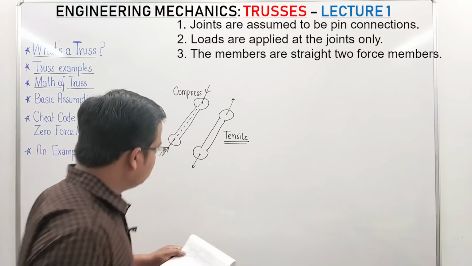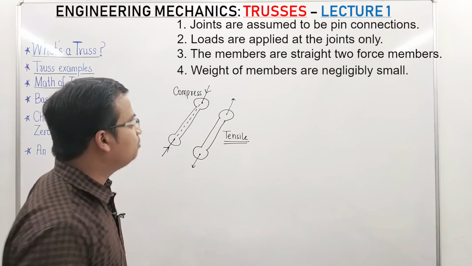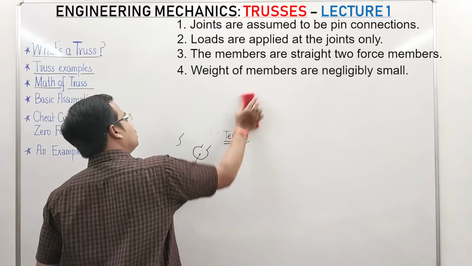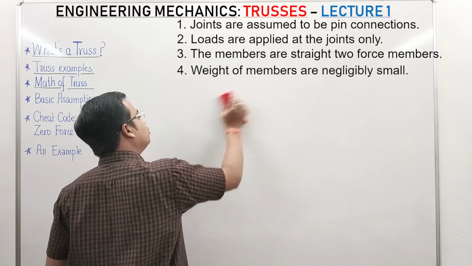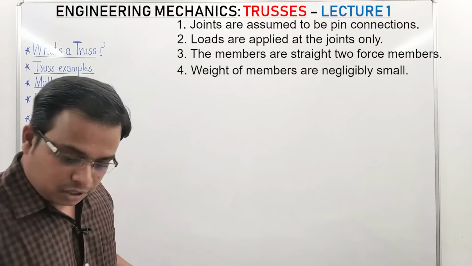So that was it. Weight of the members, these members, their weights are extremely small. Okay, so the weight of the members are not supposed to be taken into account. The weights are going to be extremely small. What is the next one?